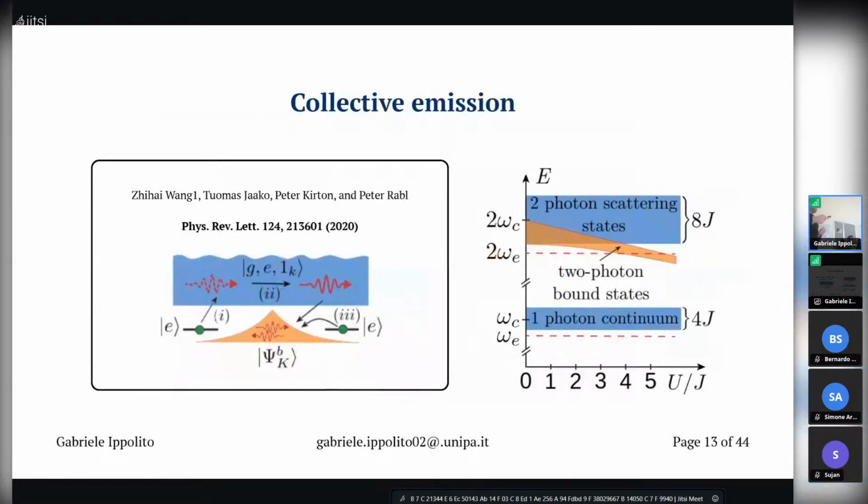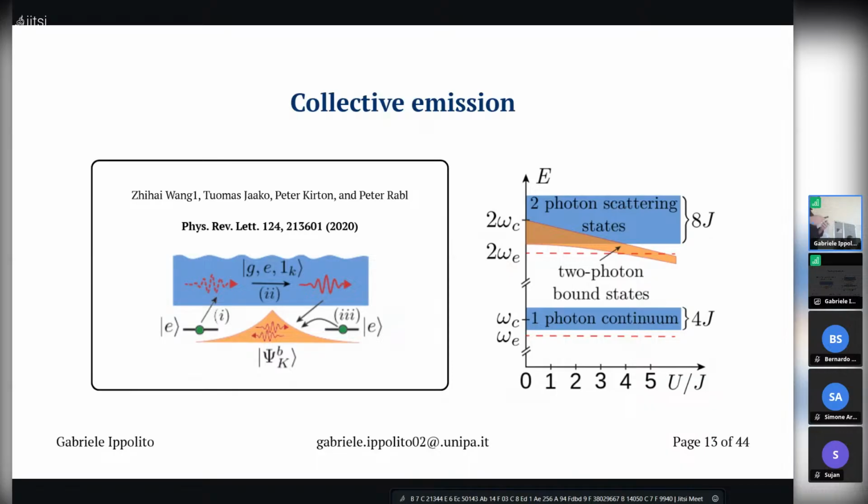There was this article from 2020 from Peter Rabl in Munich, who was my supervisor during my thesis project in Germany, that studied how we can observe the formation of two photon bound states in coupled cavity arrays. This happens in a scenario with two or more emitters, because if we have only one emitter, we do not observe the emission of two photons.